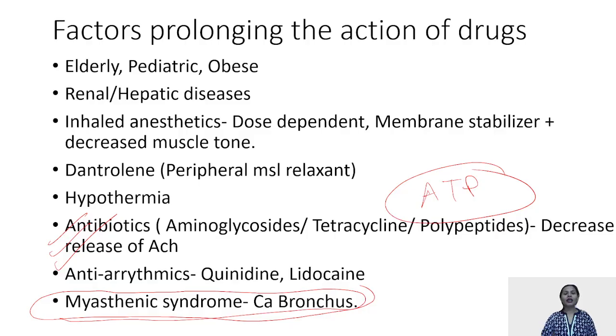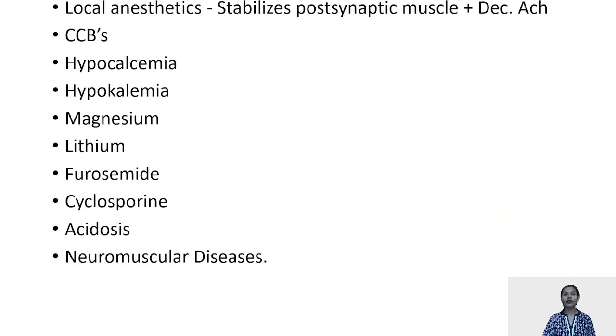The reason behind this is myasthenic syndrome, which leads to the prolongation of the action of your neuromuscular relaxants in these patients. And the monitoring of choice is your neuromuscular monitoring. Remember, in CA bronchus patients, they have a syndrome which is mimicking your myasthenia gravis. That is your myasthenic syndrome, leading to prolongation of the action of the drugs.